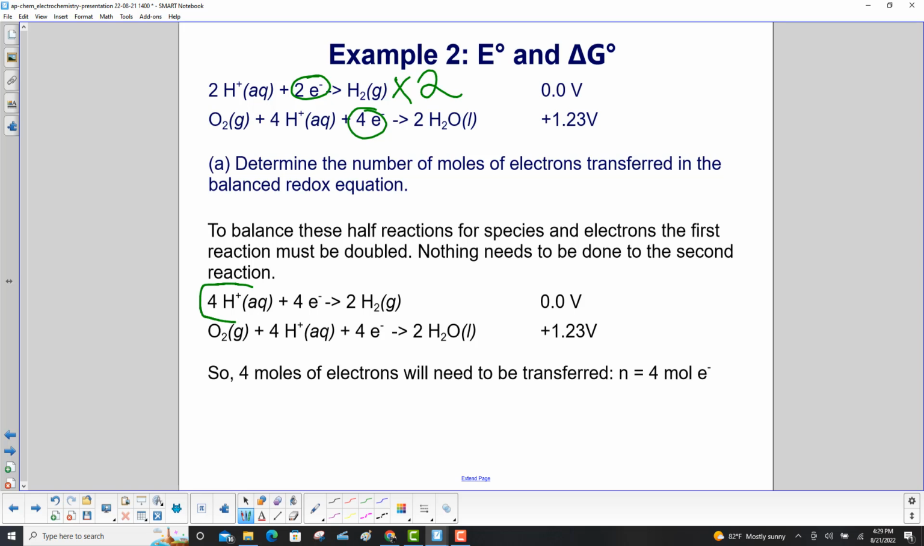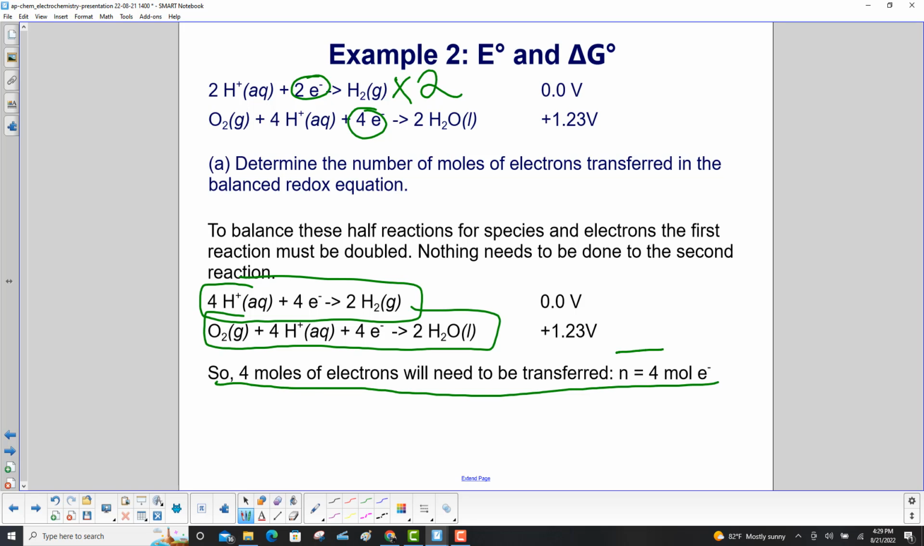So here it is, multiplied by 2. So we now see that we have 4 electrons transferred. So it's not really 4 electrons, right? But 4 is our coefficient. So 4 moles of electrons will need to be transferred. So this is the value of n.